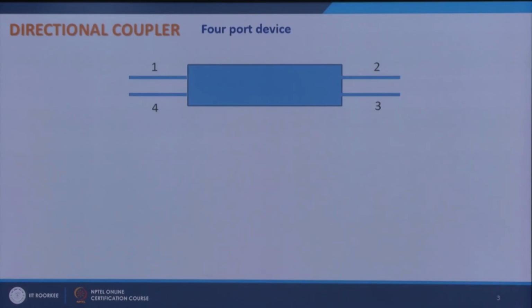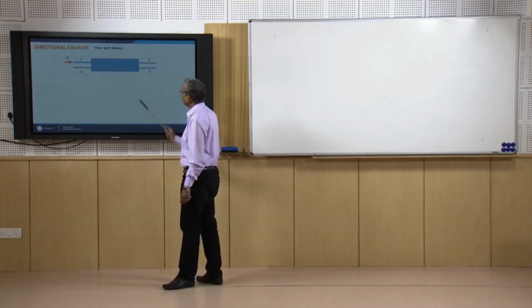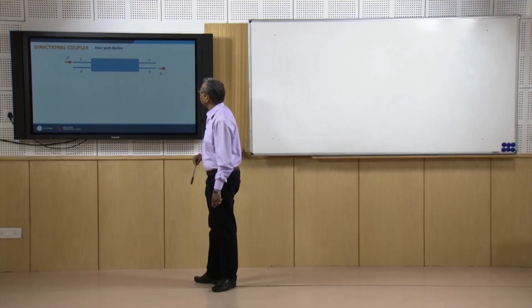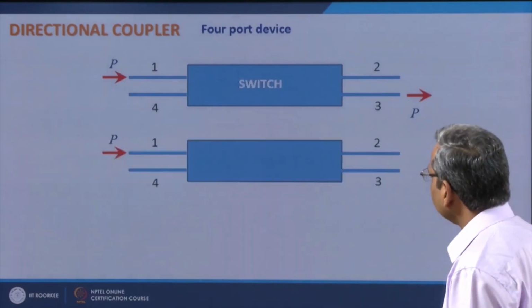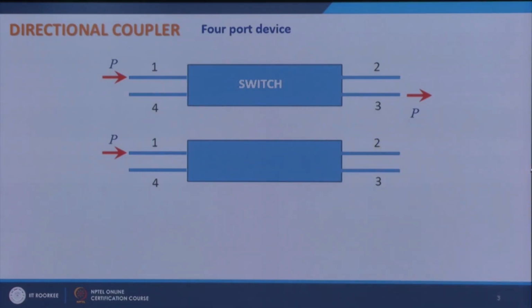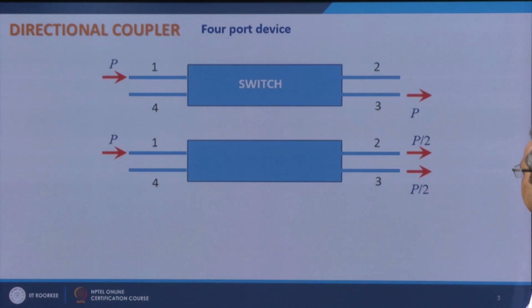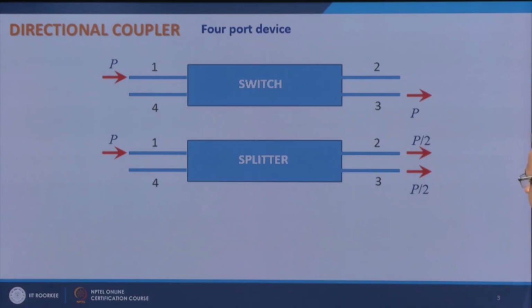What can we have using this? Well, if we launch power P in port 1, depending upon the parameters of this device, the entire power may come out of port 3. Then it is basically a switch. You are switching power from port 1 to port 3. It may also happen that if you launch power in port 1, then 50% power comes out of port 2 and 50% out of port 3, then it is a power splitter. Or you can have a desired ratio of power here.